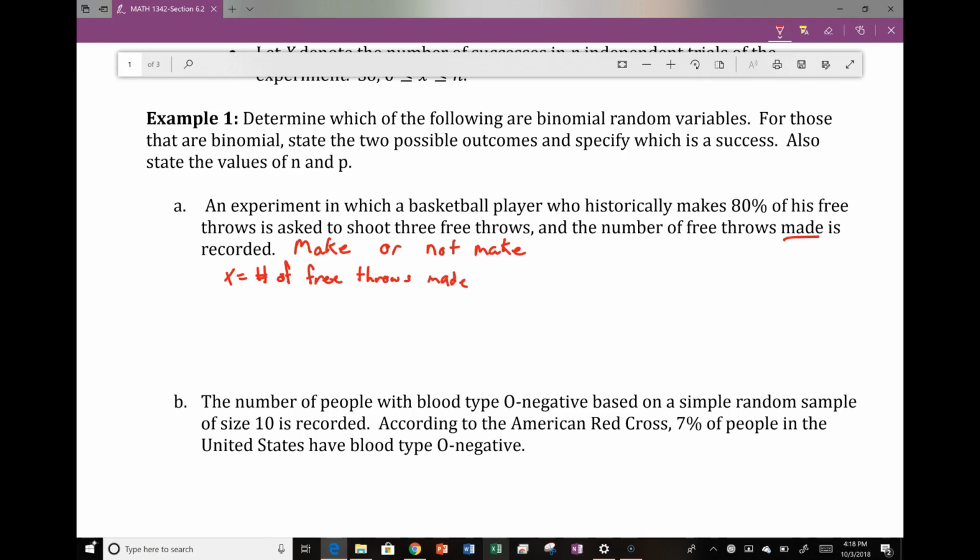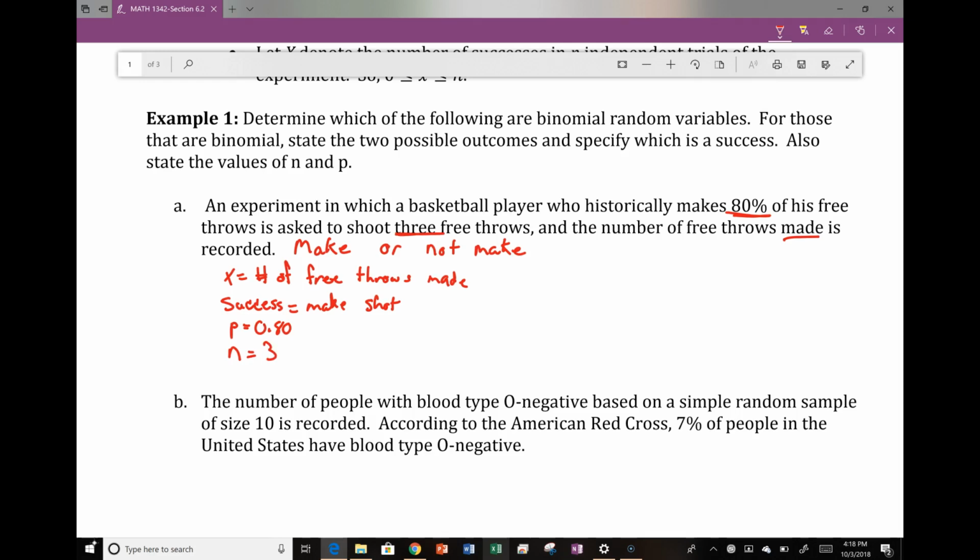What's the probability of success? What we'd call a success is going to be that we make the shot. What's the probability of him making a shot? It was 80%. So that's 0.80. And how many times is he going to do this? He's going to do it 3 times. So our sample size n is 3.